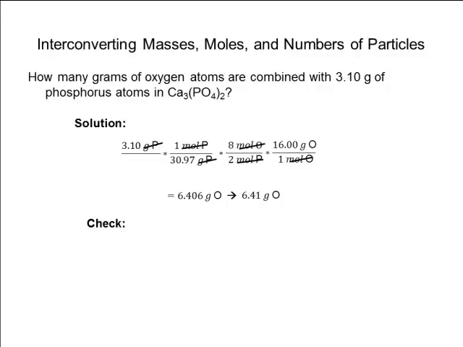And keep focused on what units you're looking for. In this case, the word atoms was in the problem, but I didn't actually need to convert to atoms. If it had asked how many atoms of oxygen are combined with 3.10 grams of phosphorus atoms in calcium phosphate, then I would have done the same solution, except at the very end I would have converted my moles of oxygen to atoms of oxygen instead of grams of oxygen.